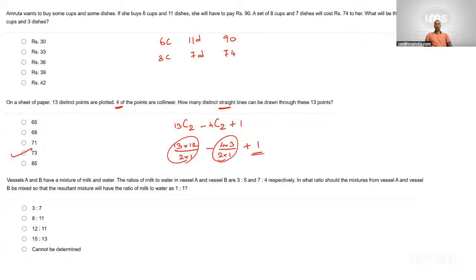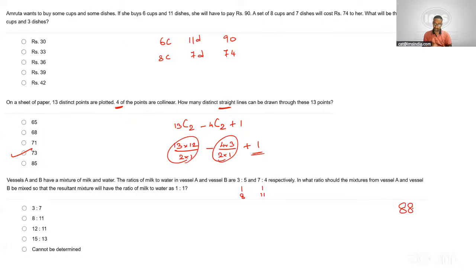Vessels A and B have a mixture of milk and water. The ratios of milk to water in vessel A and vessel B are 3:5 and 7:4 respectively. In what ratio should the mixtures from vessel A and B be mixed so that the resultant will have 1:1? Now 3:5 is a total of 8 parts. 7:4 is a total of 11 parts. So let me make it an LCM 88. This is a total of 8, this is a total of 11.